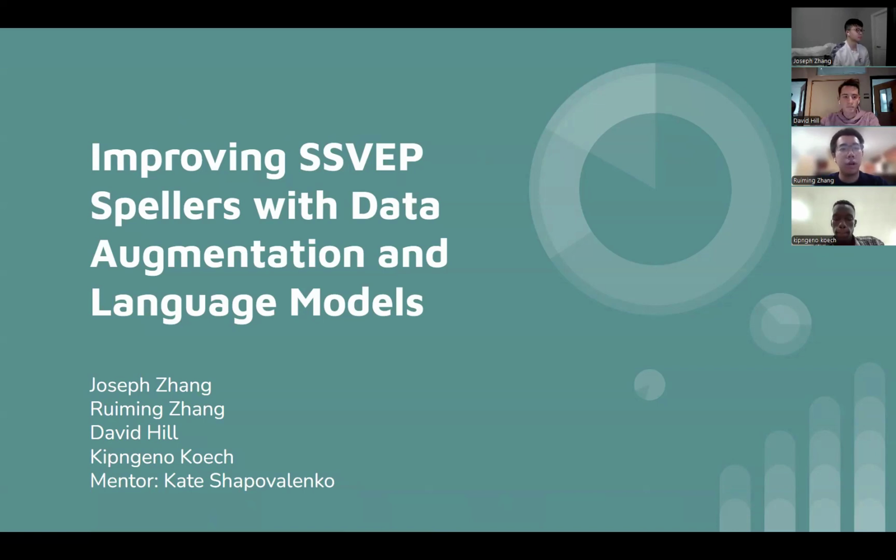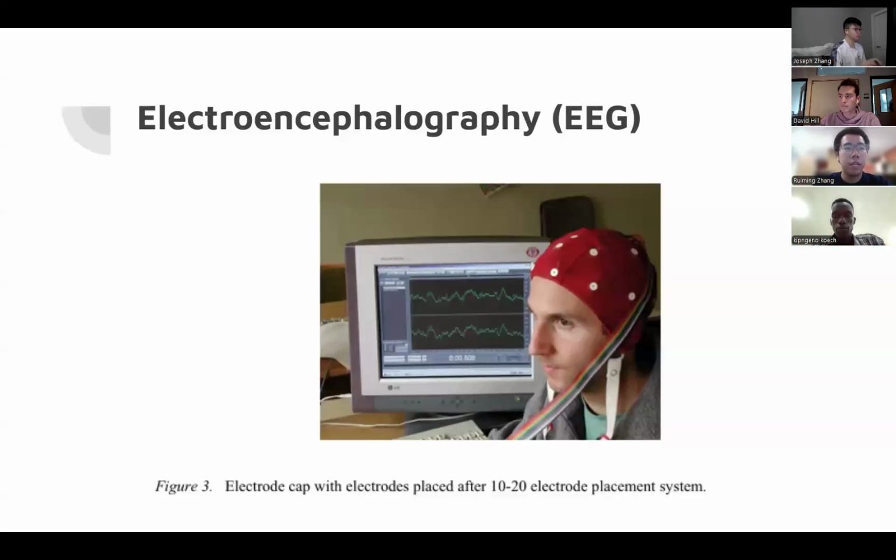Hi everyone, today we're going to introduce our group project, Improving SSVEP Spellers with Data Augmentation and Language Models. First, let me introduce the background.